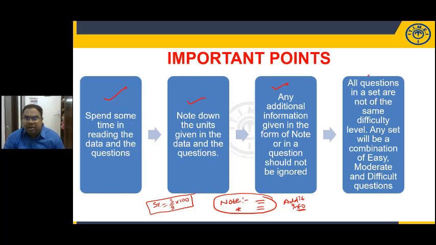Then look at this point: all questions in a set are not of the same difficulty level. If five questions are there, two to three will be easy, one will be moderate, one will be difficult. Any set will be a combination of easy, moderate and difficult. Your focus is identifying easy questions and solving them. Leave difficult questions and moderate level questions. When you read a question, at that instant you know the answer if it's a simple, easy question. You solve it, you get the answer. If it's a difficult question, I'm going to leave it. If it's a moderate level question, I'll mark it for review and go back and try to solve it in my second round.